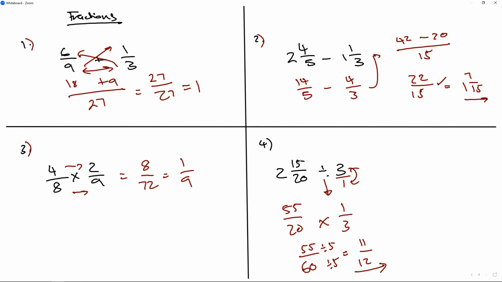2 times 20 is 40. 40 plus 15 is 55. 55 over 20 times 1 over 3 will become 55 over 60. So that's going to be my final answer there. So 11 over 12 for question number 4. Remember that we have to tip it and times. So this is where we tip over this fraction, and then we make this into times. If you don't tip over the fraction, then 3 goes to the top and multiplies by 55. It'll change the answer as well.